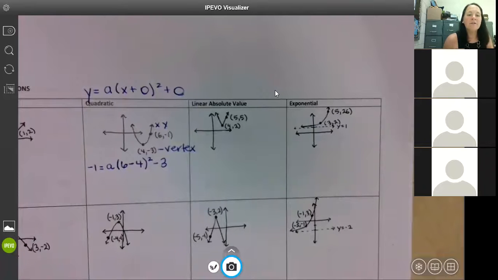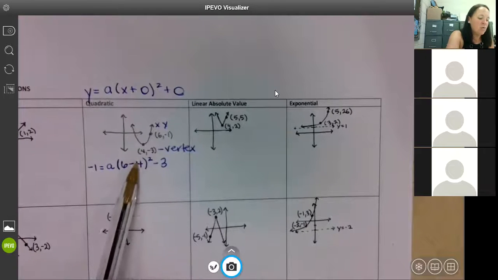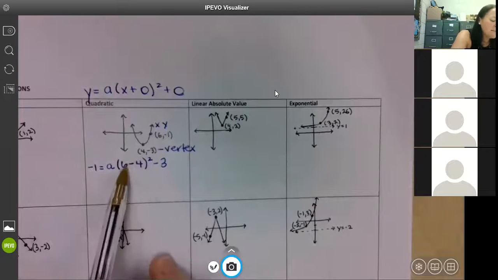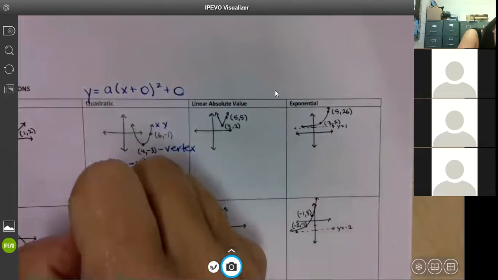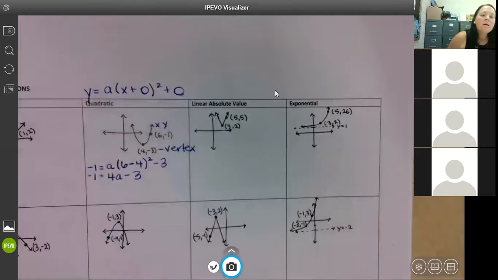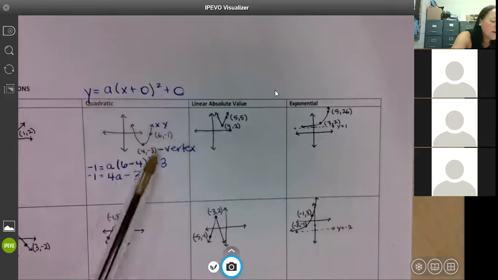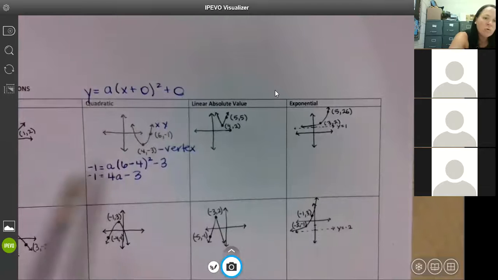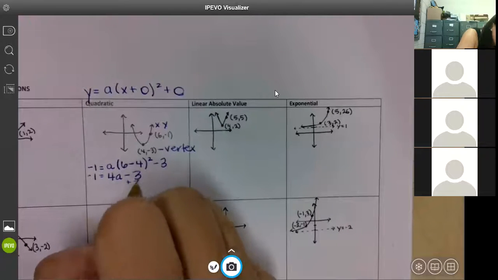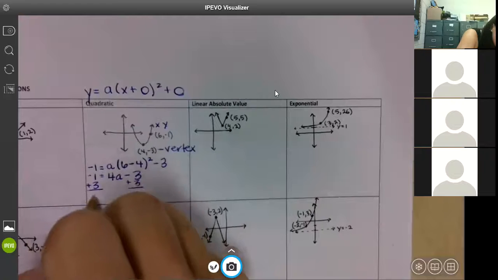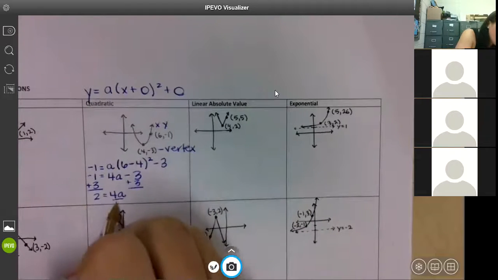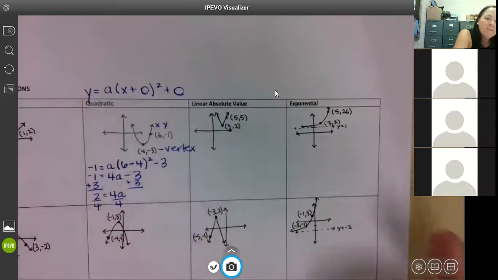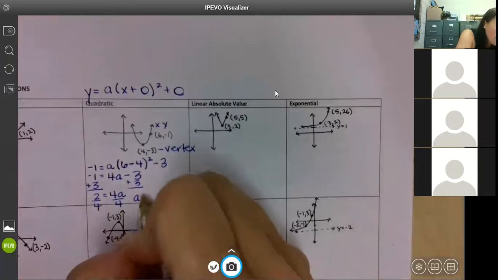Now it's just solving and cleaning it up. So the hardest part is the only thing you change is this. Don't change any other coordinate. So plug it in. What is 6 minus 4? 2. Squared is 4. So we get 4a minus 3. And again, that 4 comes from 6 minus 4 is 2, squared is 4, times a is 4a. Add 3 to both sides because we're solving for a. We get 2 equals 4a. Divide by 4, and we get that a is 1/2.